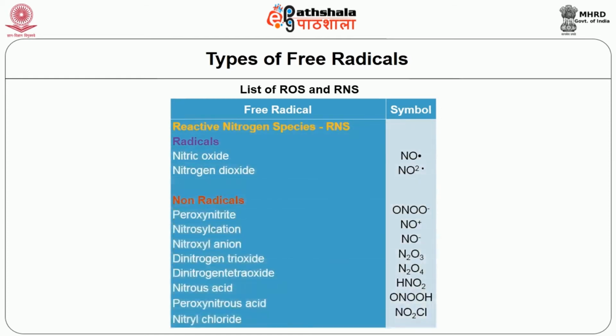Another category is reactive nitrogen species. Some of the radicals are nitric oxide and nitrogen dioxide. Non-radicals are peroxynitrite, nitrosyl cation, nitroxyl anion, dinitrogen trioxide, dinitrogen tetraoxide, nitrous oxide, peroxynitrous acid and nitryl chloride. So these are some of the species.